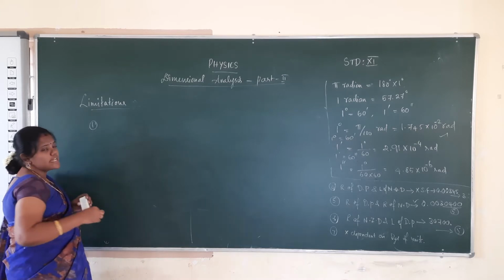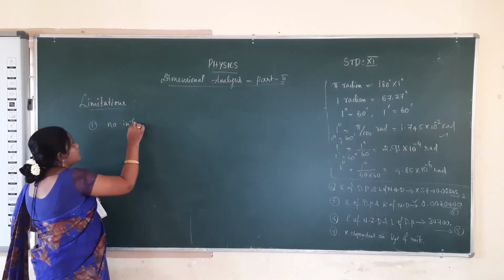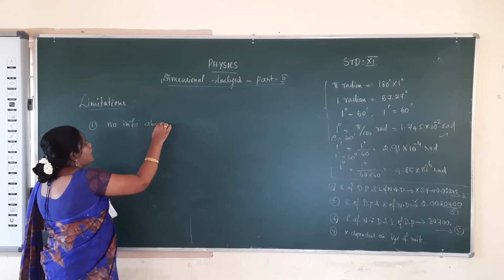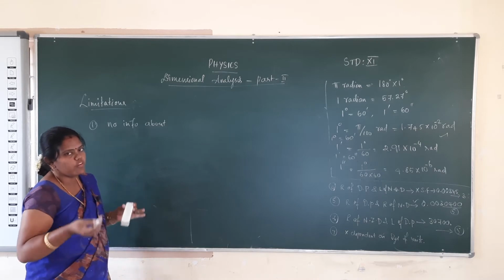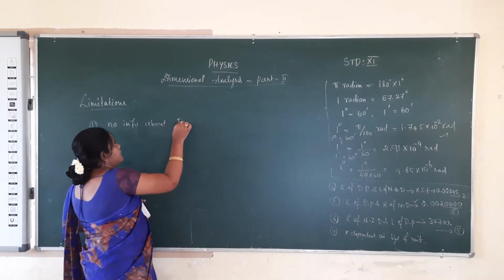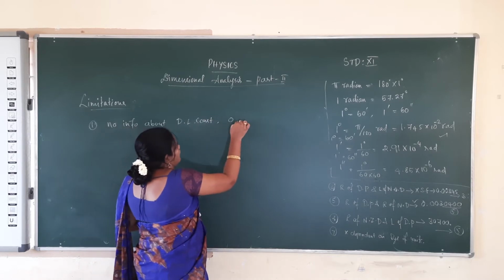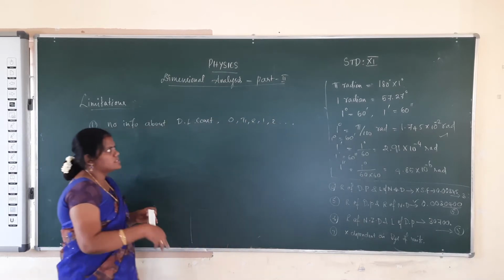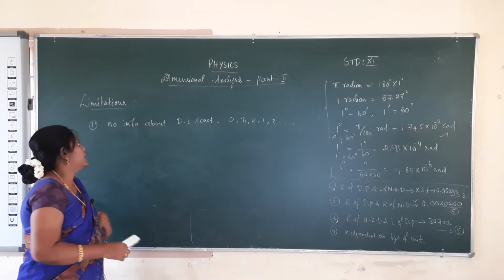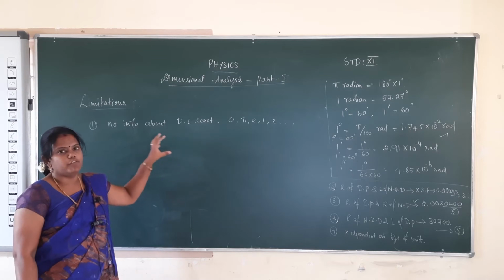It does not give any information about dimensionless constants. What is the meaning of dimensionless constants? 0, pi, e, 1, 2, etc. Numbers, pi, e are all constants. There will be no information about the dimensionless constant; dimension analysis does not give any information about dimensionless constants.